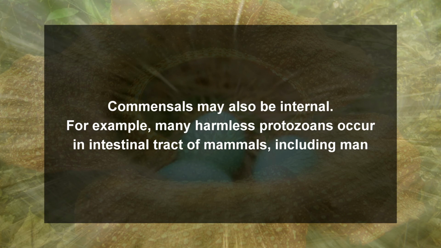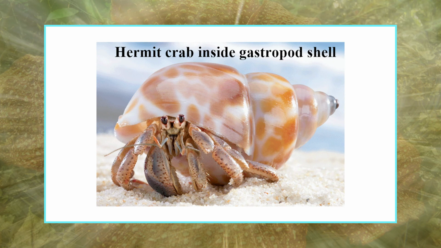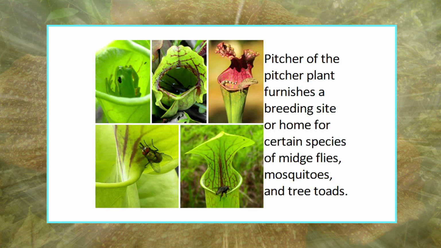Commensals may also be internal. For example, many harmless protozoans occur in the intestinal tract of mammals, including man. Some microorganisms such as the bacterium Escherichia coli are found in the human colon. The hermit crab normally lives inside a gastropod shell. The pitcher of the pitcher plant found in bogs furnishes a breeding site or home for certain species of midges, flies, mosquitoes and tree toads.